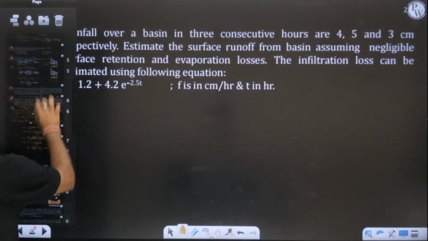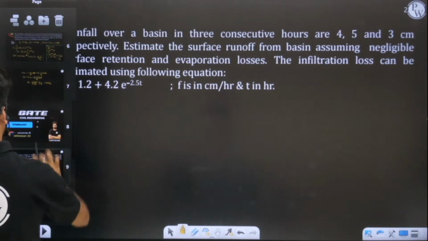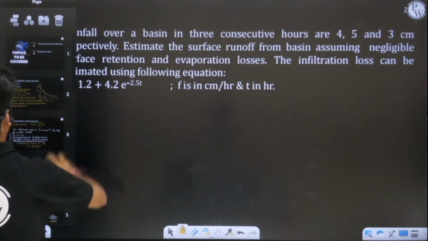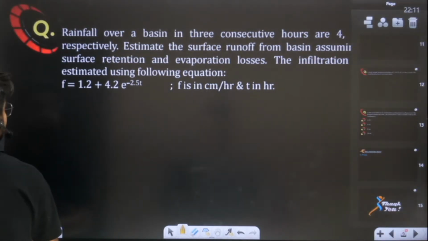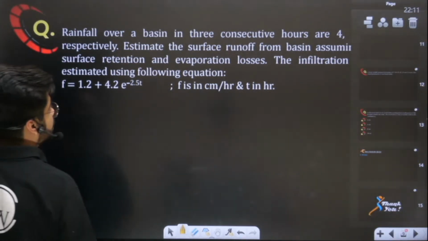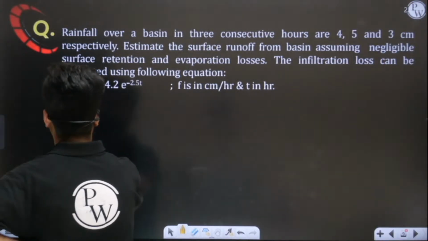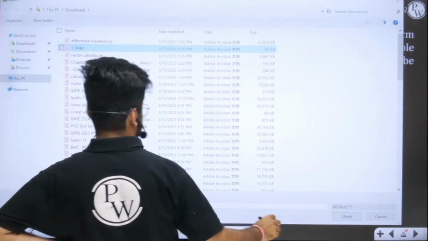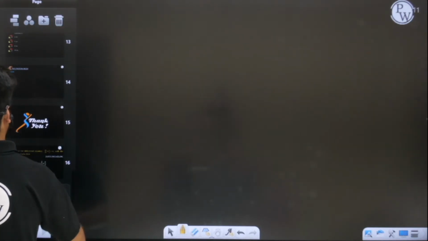We don't have a blank slide here, so wait a second. What this question is saying, try to understand. Till then let me insert some slides so that, yes, now the slide is there.